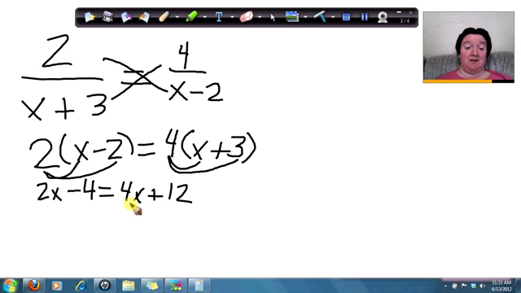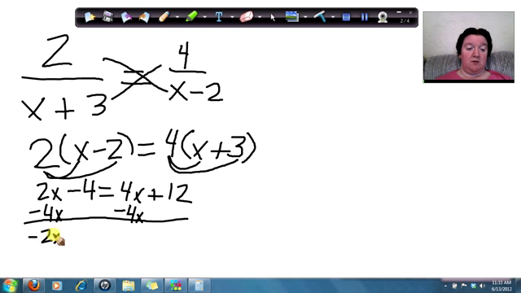Now, like we have always done with combining like terms, we need to be able to solve for a variable here. So we want to get all the x's on one side. And I'm just going to put them on the left because it makes it easier for me. So I'm going to subtract 4x because it was a positive 4x, but in order to move it to the other side, I need to change its sign. So when I look at that, I now have a negative 2x minus 4 equals 12. Because you have to bring down this part.